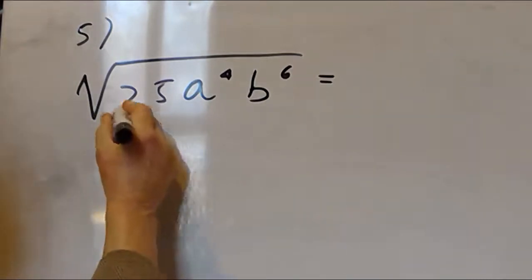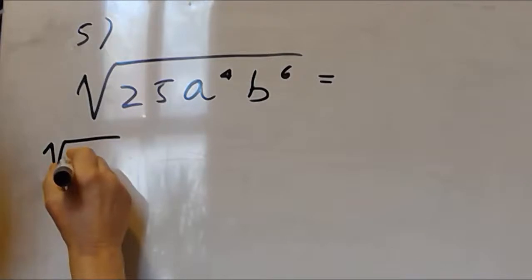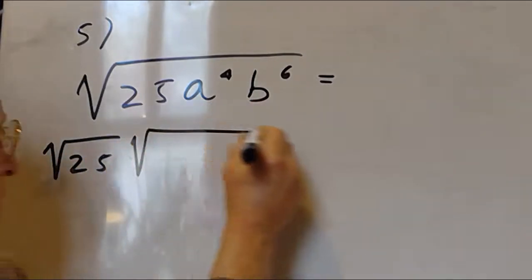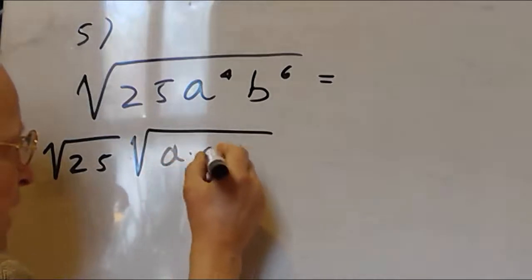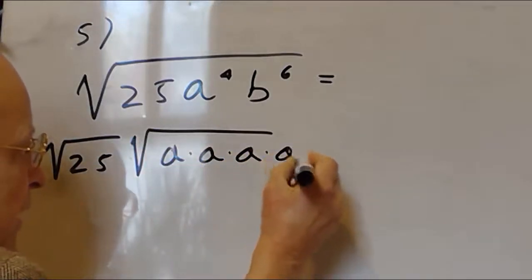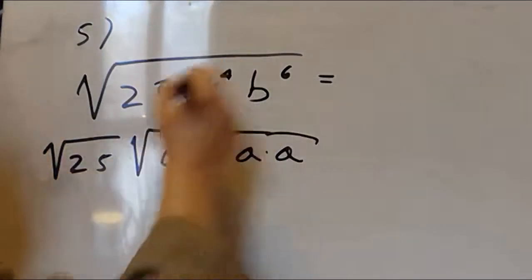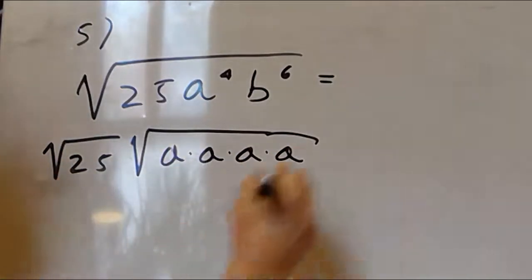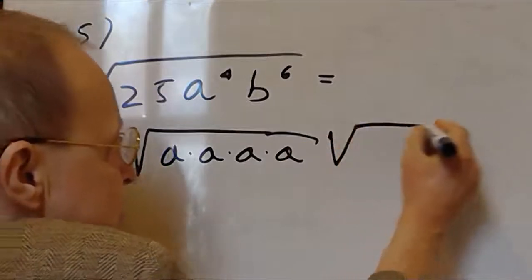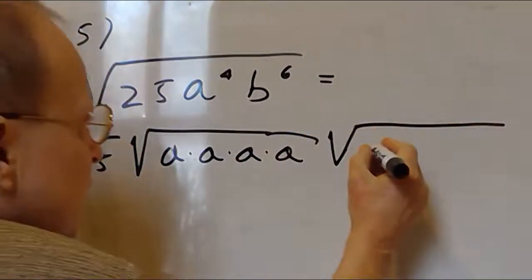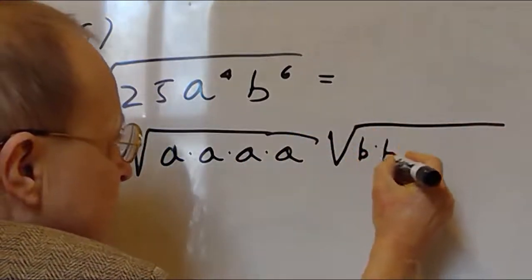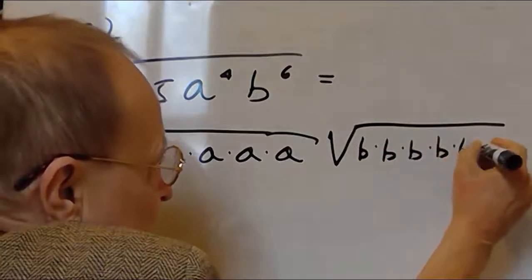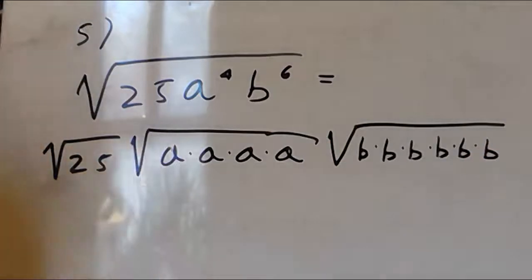So I'm going to do my square root of 25 first, and I'm going to break down all my a's, a times a times a times a, because this little 4 tells me how many times I have to repeat my a. And then here I'm going to repeat my b times b times b times b times b times b, 6 times.